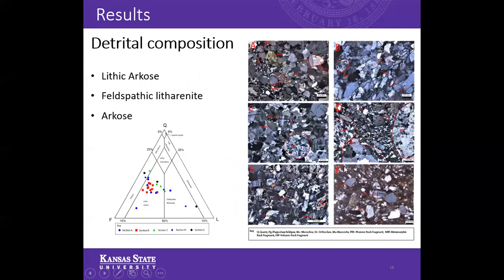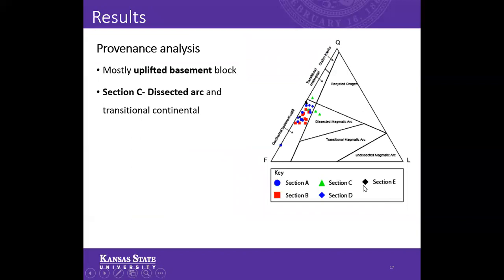Also, for sandstone classification, we found out that most of our samples belong to three main sandstone groups: lithic arkose, feldspathic litharenite, and arkose sandstones. Finally, for provenance analysis, we noticed that most of these were sourced from uplifted continental basement blocks, except for section C.